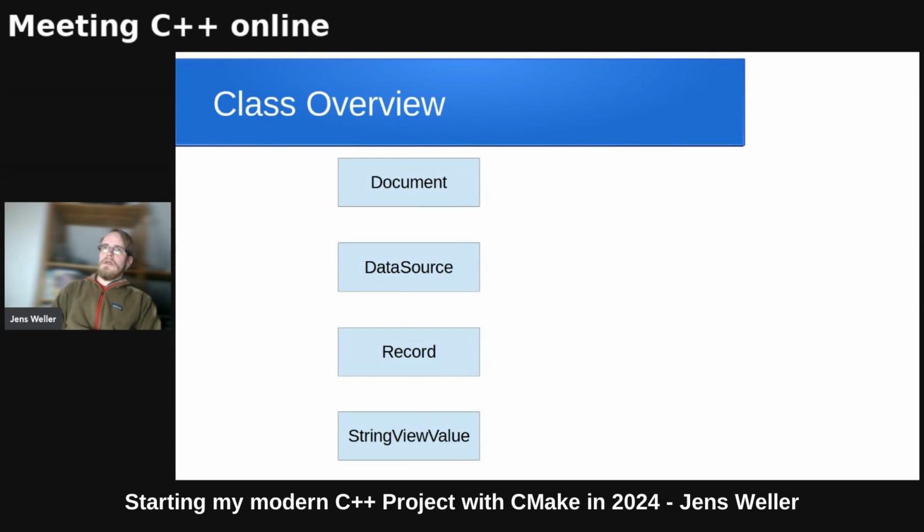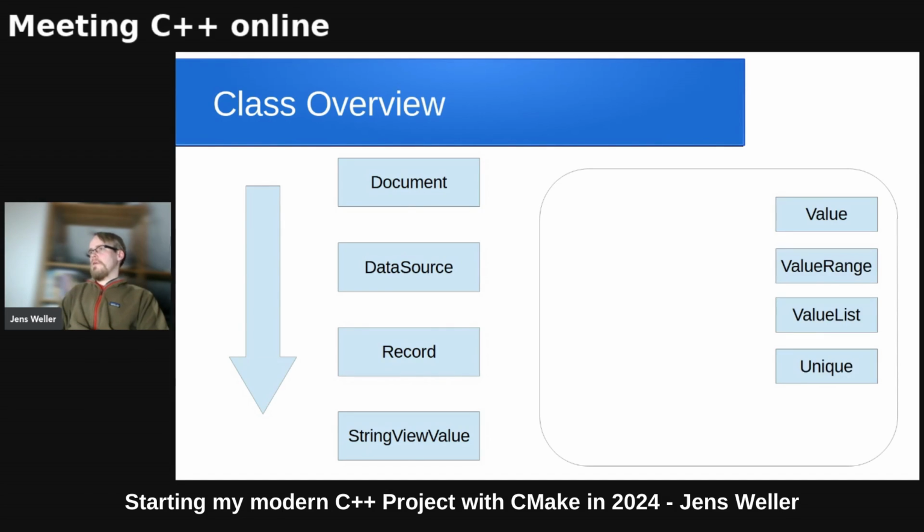And I thought I'd start with a class overview. At the top, I have a document class, which has a container of data sources, which then have a vector of records. And the record holds a vector of string view value classes, which represent the values that are in a string view in the record.